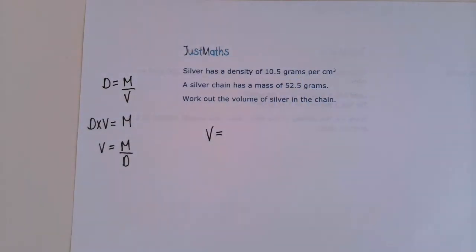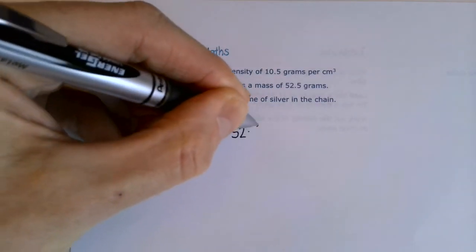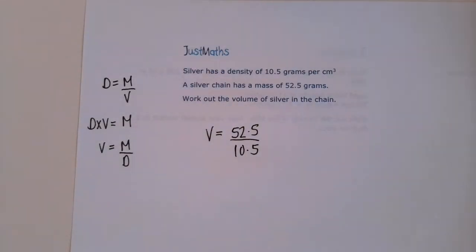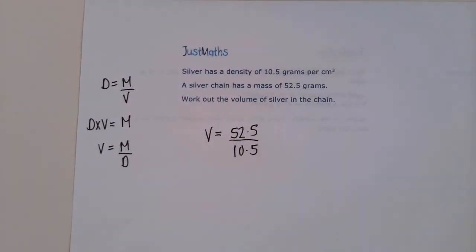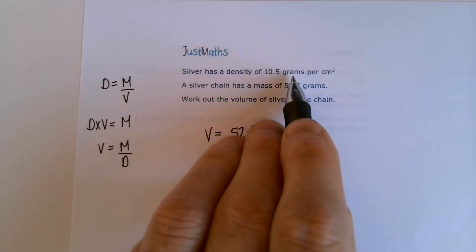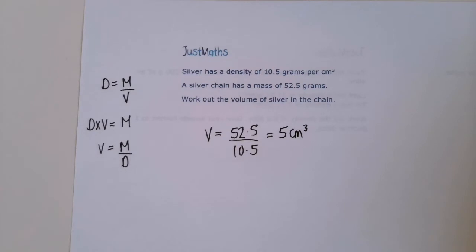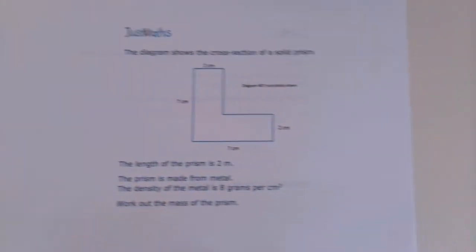And so the volume is just mass divided by density. And if I do that sum, that comes out as 5. And 5 what? Well, this is a volume. Density is in grams per centimetre cube, so that's going to be centimetre cubes.